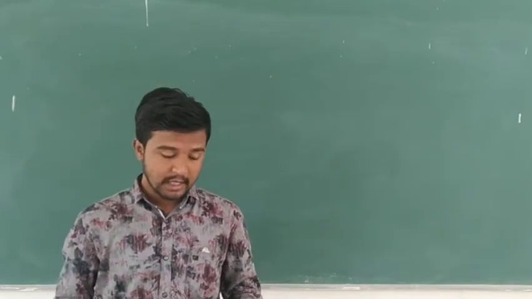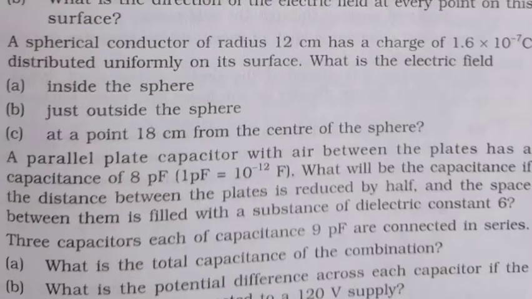Okay, dear students, the second question is: a spherical conductor of radius 12 centimeter has a charge of 1.6 into 10 to the power minus 7 coulomb distributed uniformly on its surface. We have to find the electric field.